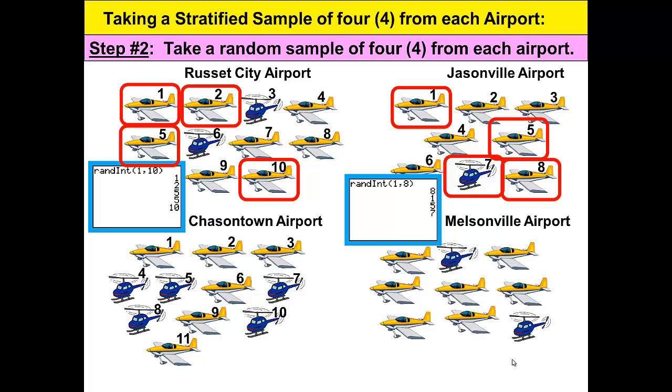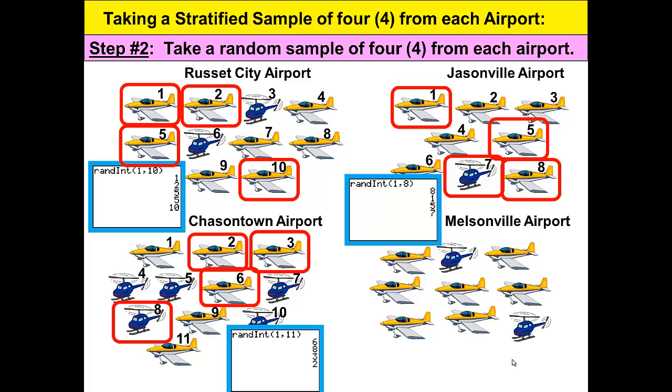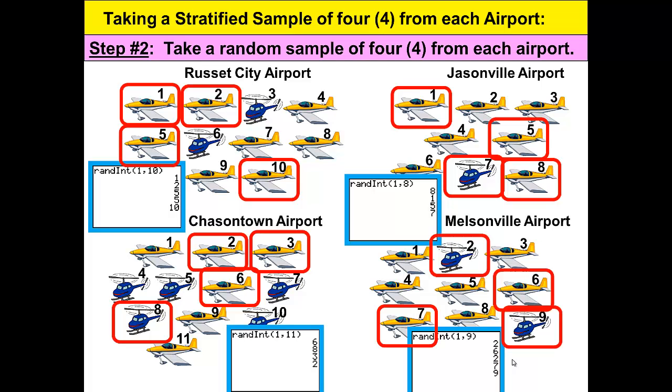Go to Chasentown Airport. There are 11 aircraft, random integer 1 through 11. Select 4, circle those, and then go to Melzenville Airport. 1 through 9, random integer 1, 9, and select 4 aircraft from there. Notice that we ignored the repeat numbers as we took our sample.